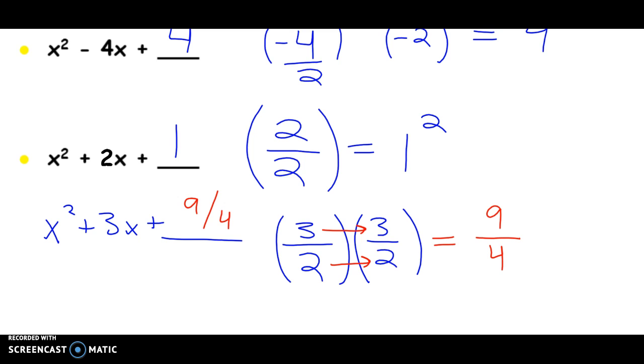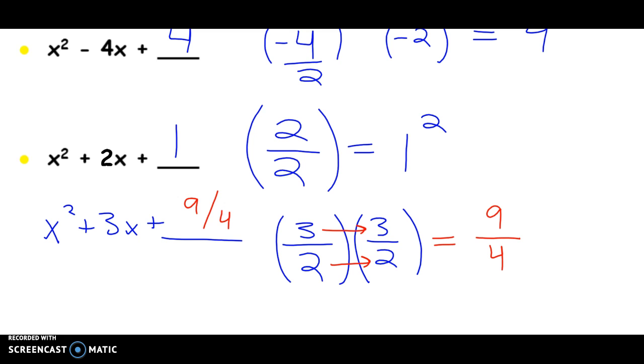What are the factors of 9/4 that add up to 3? Cameron, what times what is 9/4, but those same two numbers add up to 3? Oh, you're asking what multiplied by itself is 9/4, and those same two numbers add up to 3? That's 3 halves.